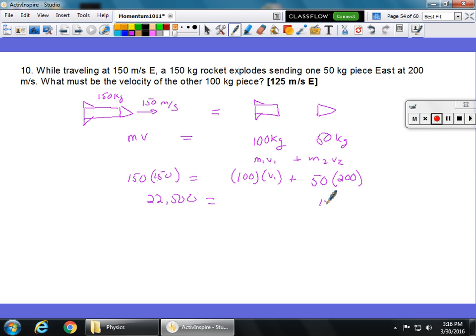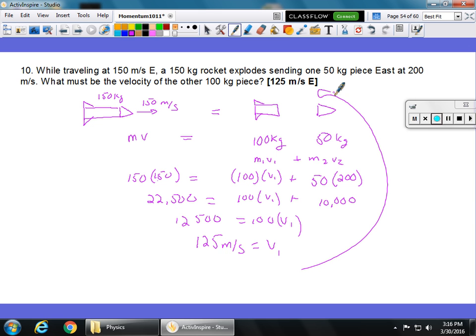That's going to give us 10,000 over here, plus 100 times V1. We're going to subtract the 10,000 from both sides. It's going to give us 12,500 equals 100 times V1. And that's going to tell us that this 100 kilogram piece has a velocity of 125 meters per second. That is going to be positive, so it is also to the east. You can just leave it as a positive, you could write it as east, but you need to provide a direction.